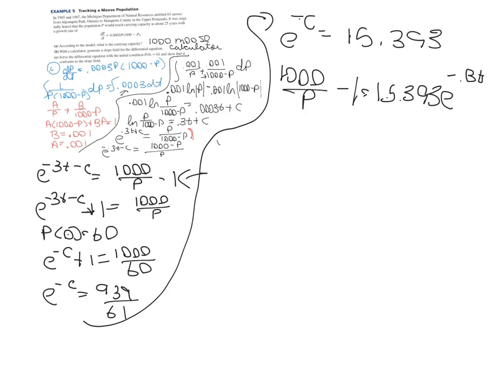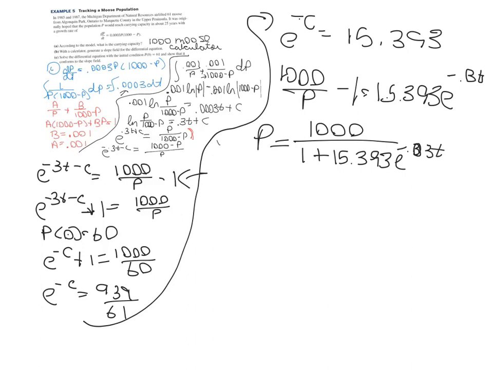So if I solve for p, just using our actually algebra skills, I end up with 1,000 over 1 plus 15.393 e to the negative 0.03 t, and this should be a 0 here too. And then I'm done.